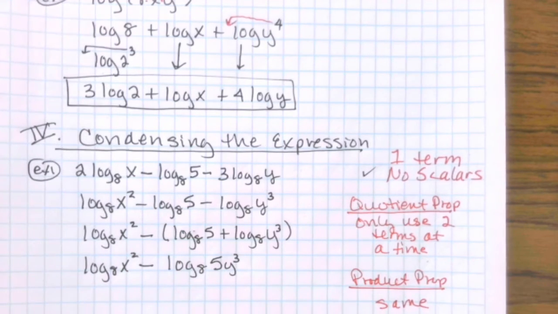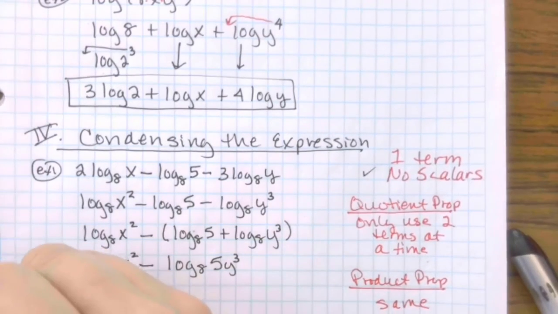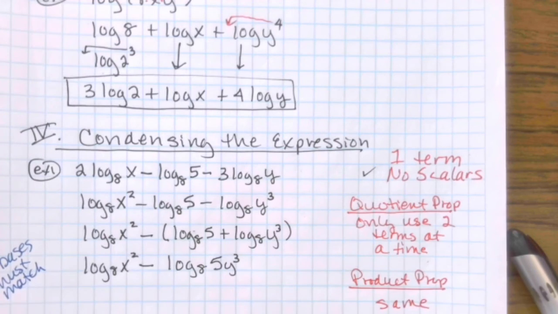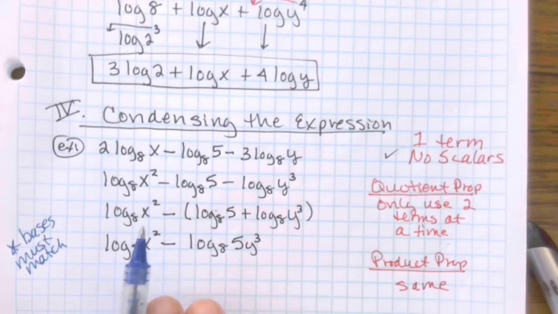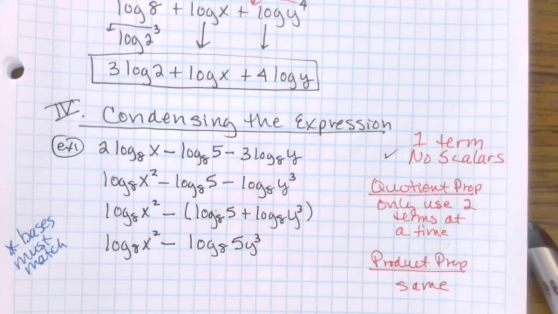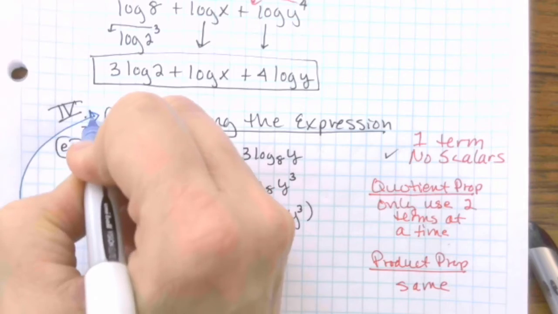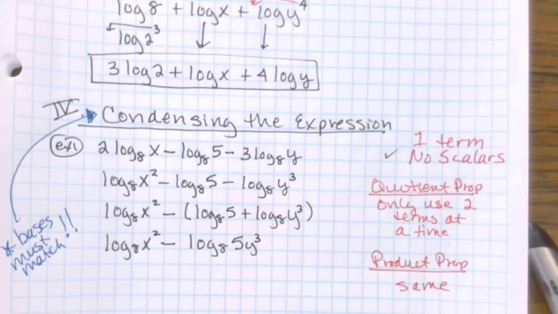Remember though, when you stack them up, that the bases have to match. In all of these, the bases have to match. So they have to be all 8s or all 10s or all E's. If the bases don't match, you cannot condense. So for all condensing, the bases must match. Super important. And sometimes they get tricky.